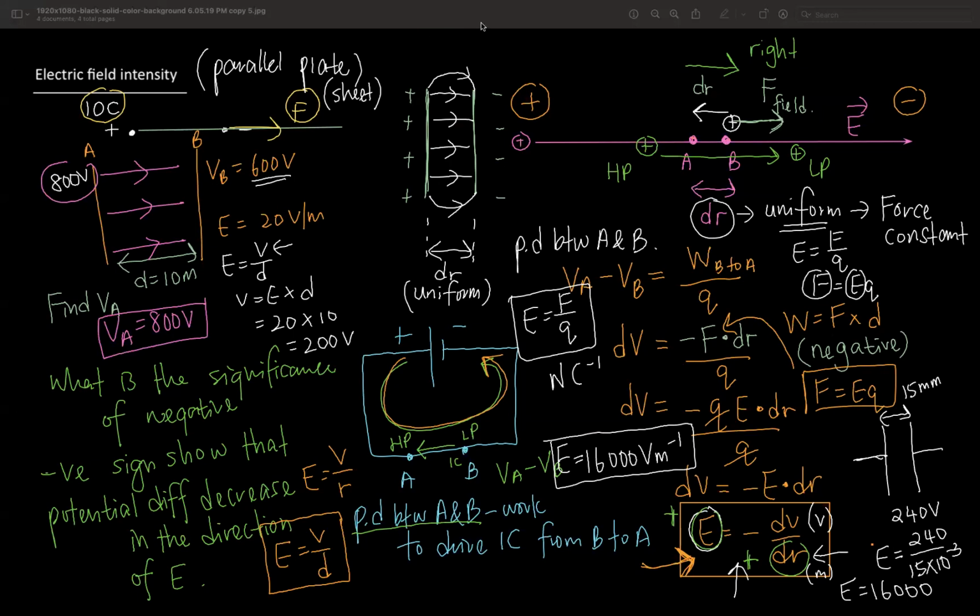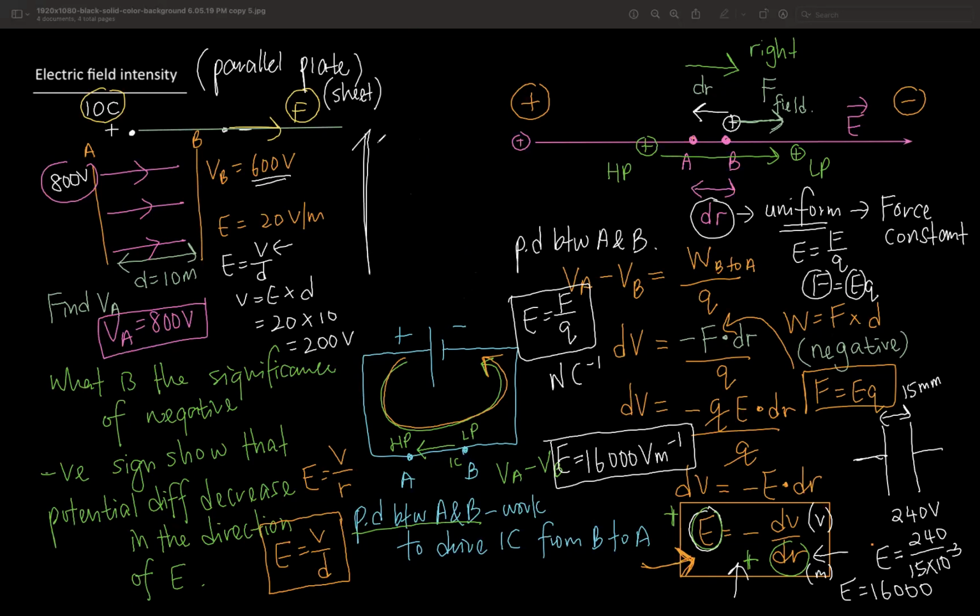Okay, now the graph. Let me clear this a little bit. The graph is like that. E against R, the distance of separation. Whether here, here, or here, the field remains uniform. So it's a horizontal line. Okay, so this is V over D, because the field is uniform.